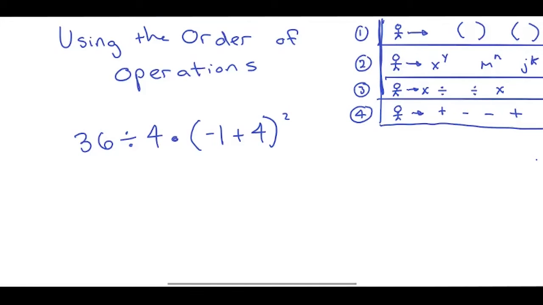Level 1 is parentheses. We do have a set of parentheses here. That means I need to do whatever is inside of those parentheses. So I'll rewrite my problem: 36 divided by 4 times whatever's in the parentheses. So that's -1 plus 4. -1 plus 4, that's 3, squared.